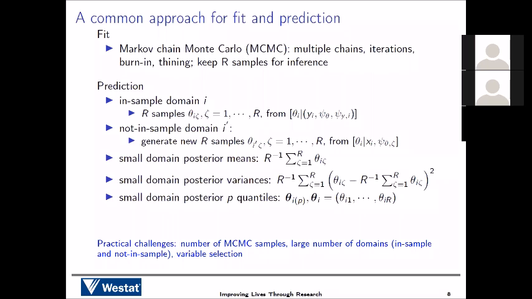So I'm going to call those in-sample domains. Using the R samples that we have available for domain i, we can construct posterior summaries, for example. The second type of prediction is not in-sample prediction, for domains where survey data was not available. I can still use the model to predict for those domains. In that case, I need to generate R samples, which I call theta i given data, from that predictive distribution, and then again construct posterior summaries.